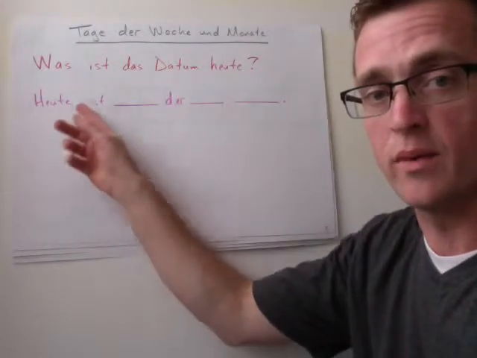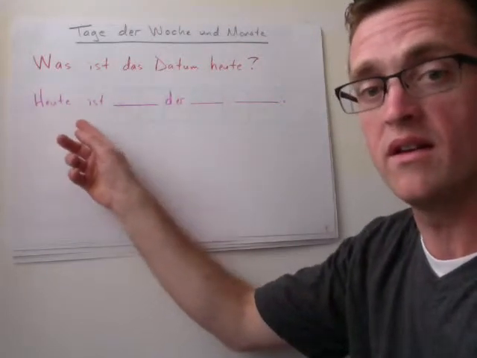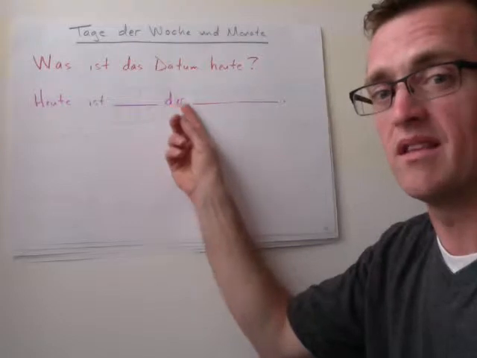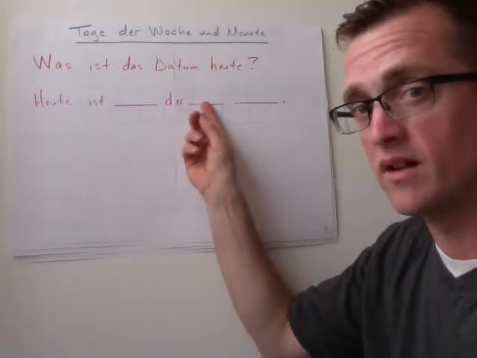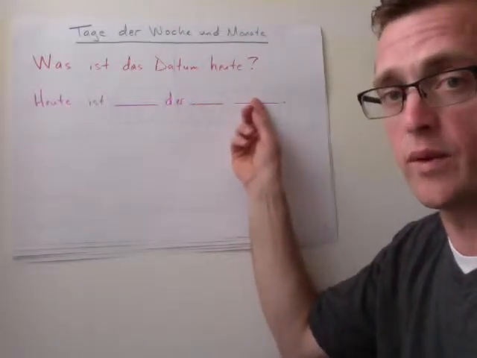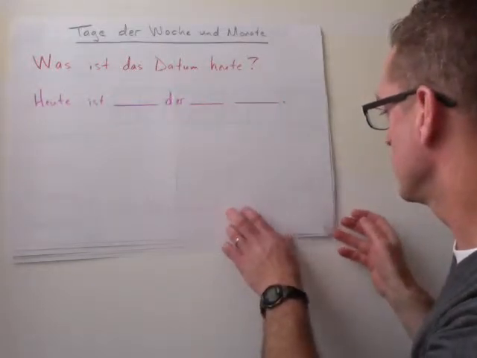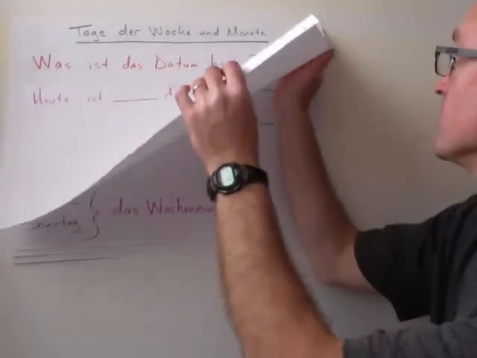Our answer is going to start with the words from the question. Heute ist, we're going to fill in the day of the week. Then we're going to put the number for the day of the month. And finally, we're going to put the month in there as well. As we go through the tiles, we'll be able to fill those blanks in.